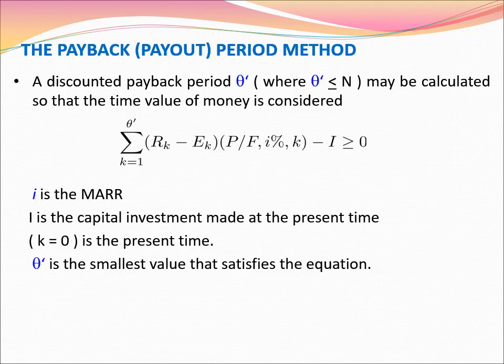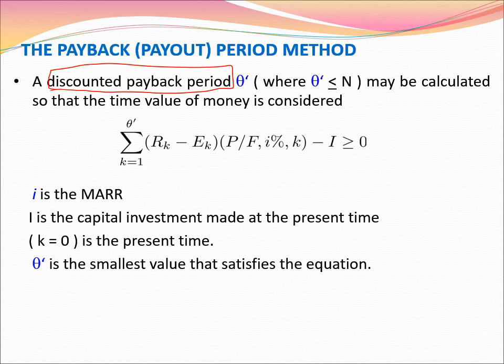The previous version of the payback period that we have seen is called the simple payback period. And in the simple payback period, we ignored the time value of money. Of course, we can extend this method by considering the time value of money. And in this case, the method will be called the discounted payback period. Discounted payback period is when we consider the time value of money.